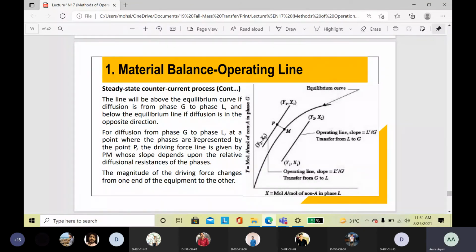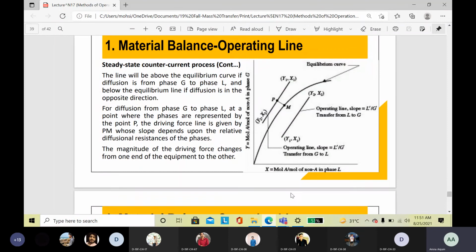For diffusion from phase G to L at a point where the phases are represented by the point P, the driving force line is given by PM. PM से हमारे पास ड्राइविंग फोर्स लाइन रिप्रेजेंट हो रही है, जो इक्विलिब्रियम कर्व से स्टार्ट हो रही है और एंड हो रही है P पे, whose slope depends upon the relative diffusional resistance of the phases. The magnitude of the driving force changes from one end of the equipment to another.